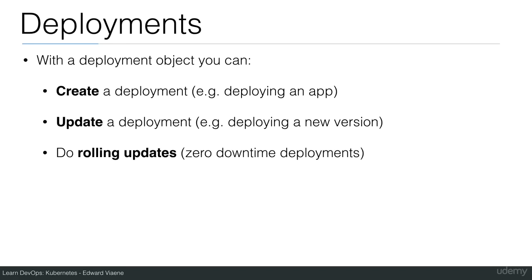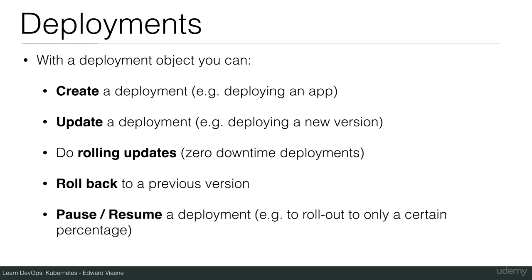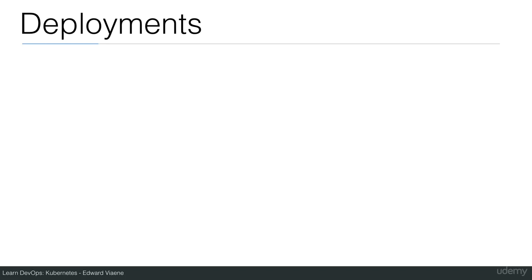You can also do rolling updates, which means zero downtime deployments. You're not immediately going to update your whole app, but you're going to do it in steps so that you will have zero downtime during this deployment. You can also easily roll back to a previous version of your app. You can pause and resume a deployment as well. For instance, if you want to roll out to only a certain percentage of your running pods.